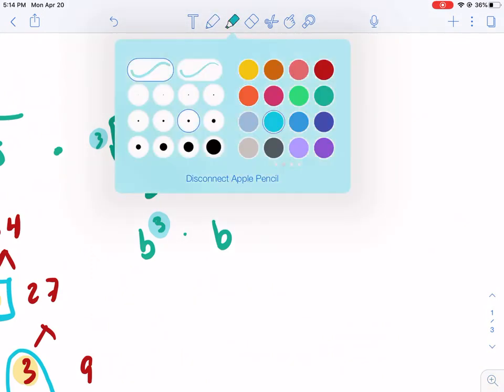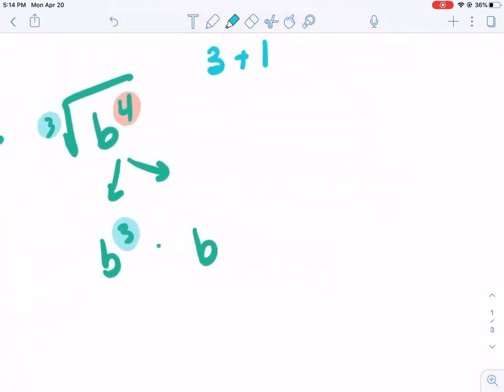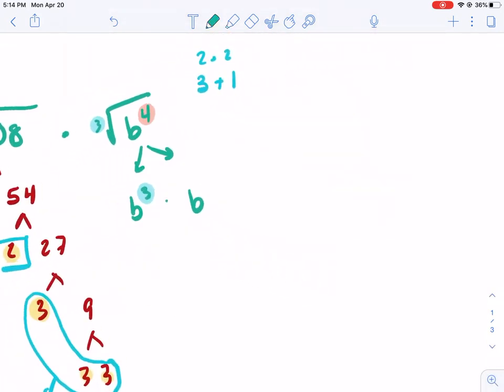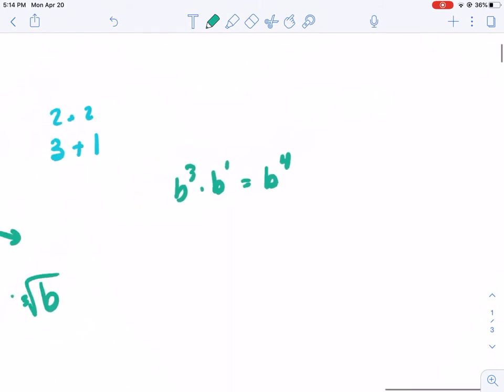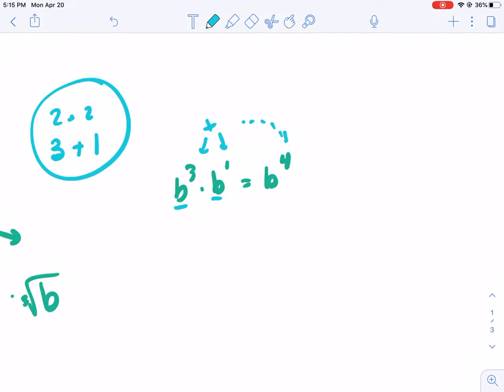And the reason why is because that's the index. And that's how the quotient rule works with powers. So I can rewrite this problem as b cubed, the cube root of b cubed, times the cube root of b, because b cubed times b to the 1st equals b to the 4th. This is where that power rule comes into play. This is why I decided to look at this. When you have the same base with different powers, you add the powers to get the new result.